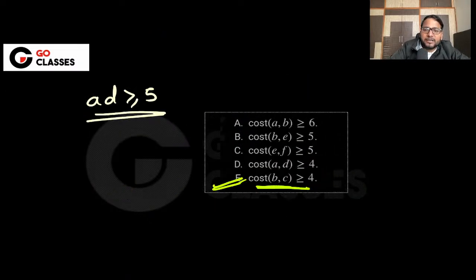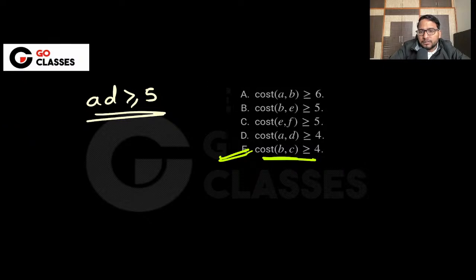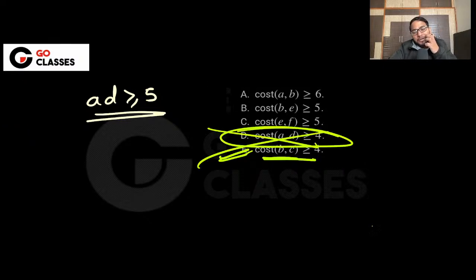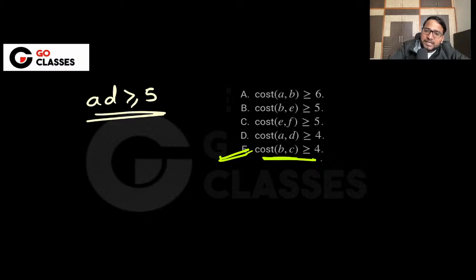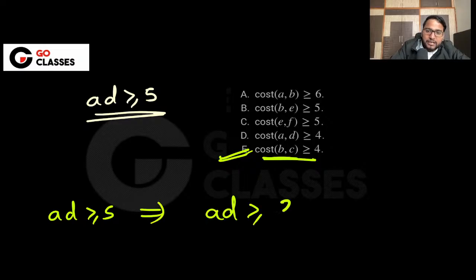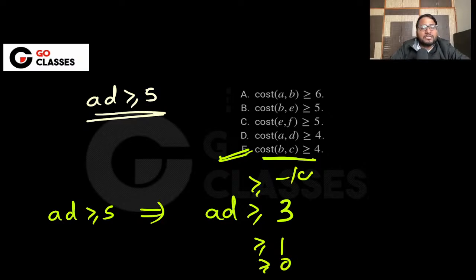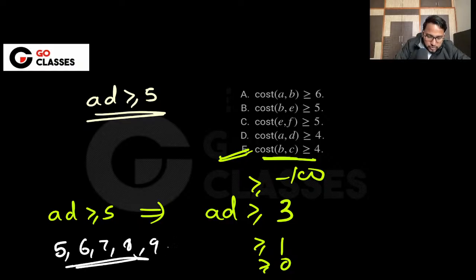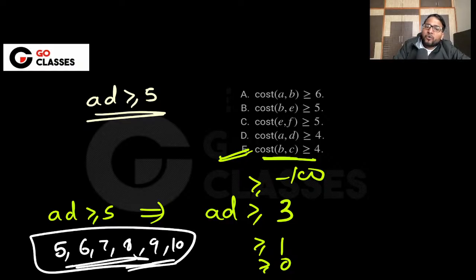See, if this says AD is greater than or equal to 4, can I say this is a wrong option? No. Even if AD is greater than or equal to 5, doesn't it mean that AD is definitely greater than or equal to 3? Doesn't it mean it is greater than or equal to 1, greater than or equal to 0, greater than or equal to minus 100 or anything lesser than this? If I am saying AD is greater than or equal to 5, the possible values are 5, 6, 7, 8, 9, 10 and so on, right? Can't I say it is greater than or equal to 4? I can. But the reverse is not true.